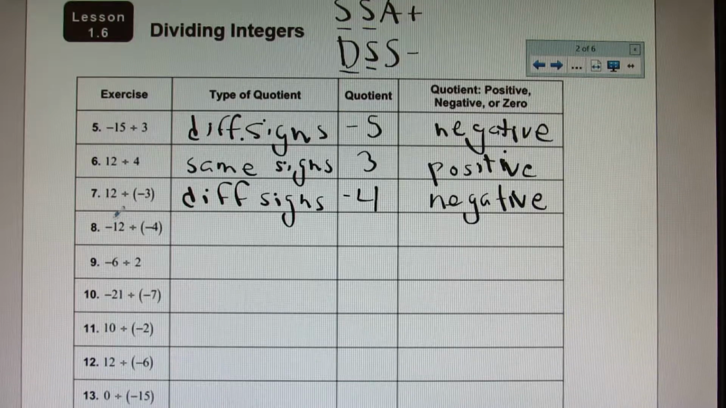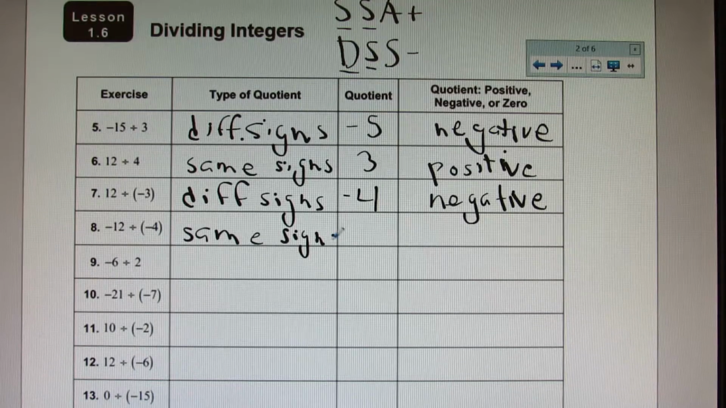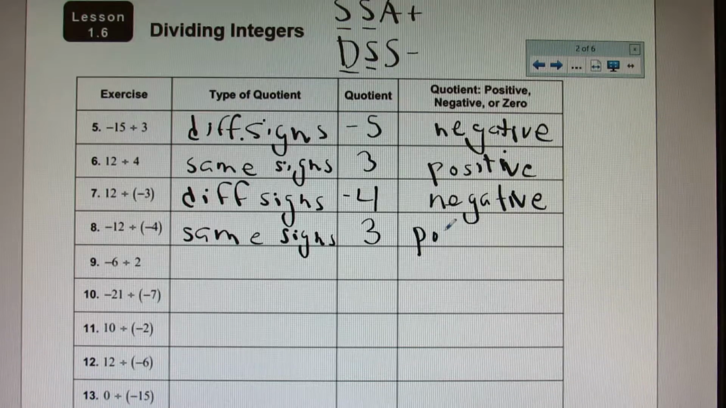So let's try the next one. Negative 12 divided by negative 4. Those are the same signs. Again, the multiplication family is very similar to the top three that we've been doing. 12 divided by 4 is 3. Because they are the same signs, my answer will be positive. Okay, give everybody a second to copy that down.